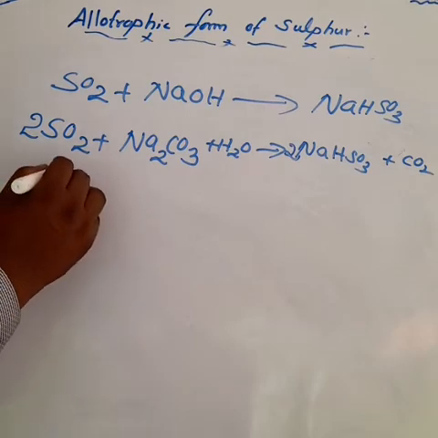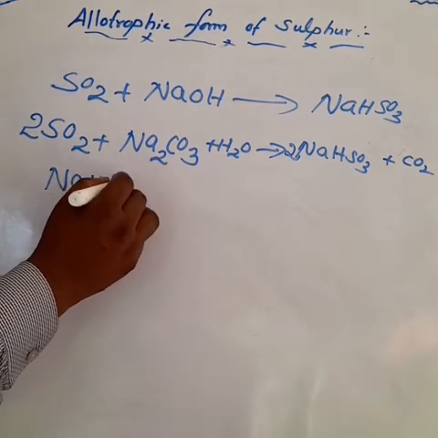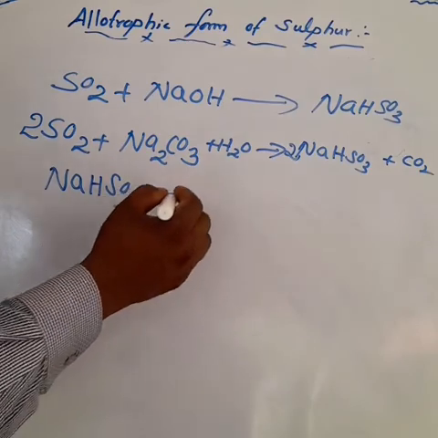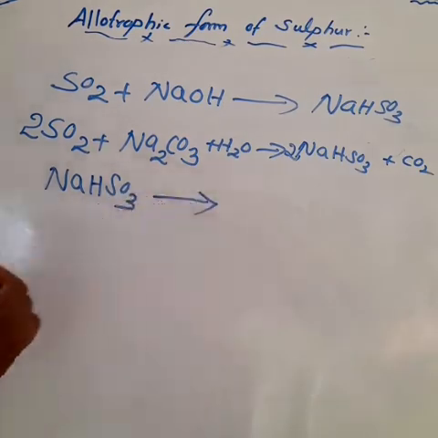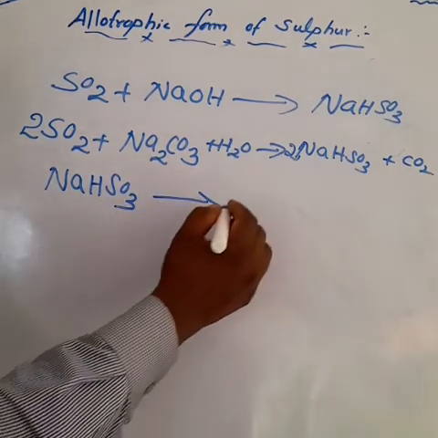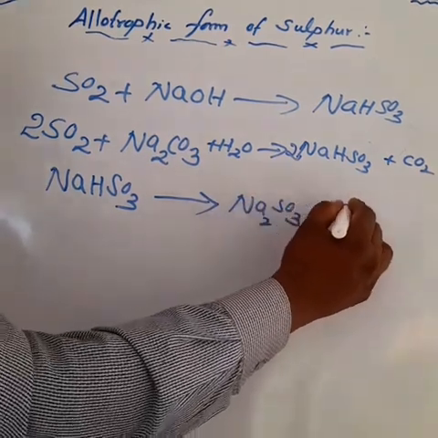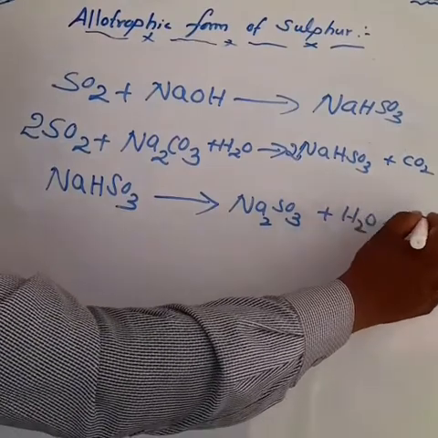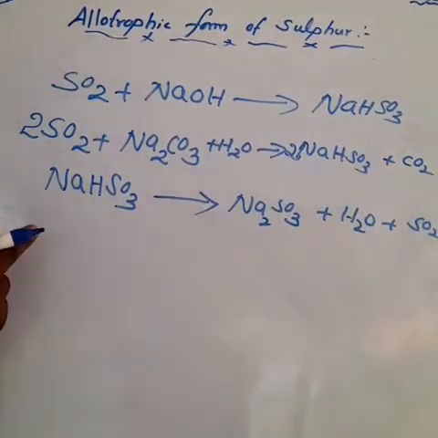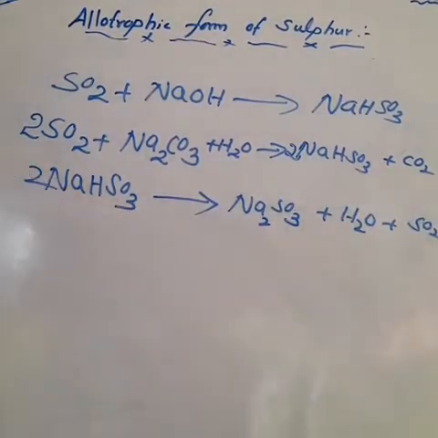Now the sodium bisulfite again is converted into sodium sulfite. What is the formula of sodium sulfite? Na2SO3. And also we get water molecules and also sulfur dioxide. How much sodium is on the product side? 2. So make it the reactant side 2.